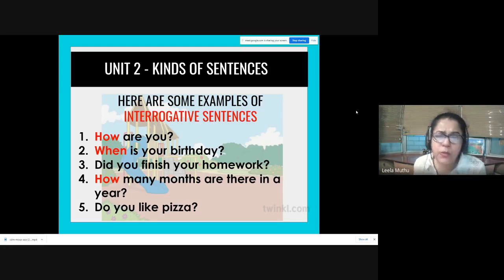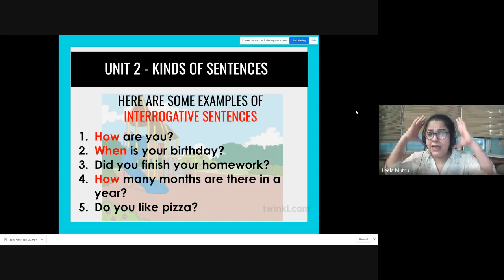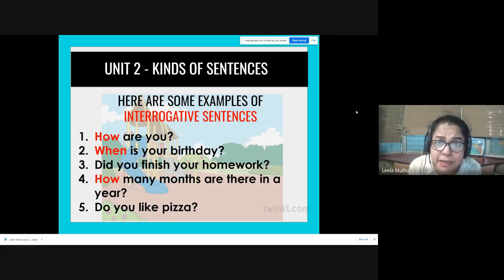When is your birthday? You don't know. You've known, let's say, Asha for such a long time, but you don't know when she was born. You want to know her birthday. Did you finish your homework? You better finish it, otherwise you're going to get into a lot of trouble. How many months are there in a year?